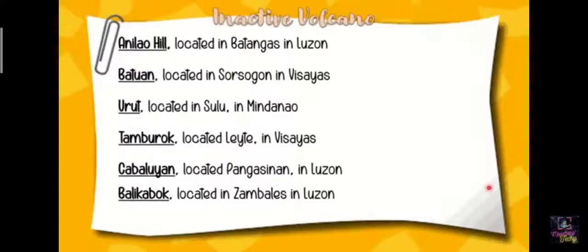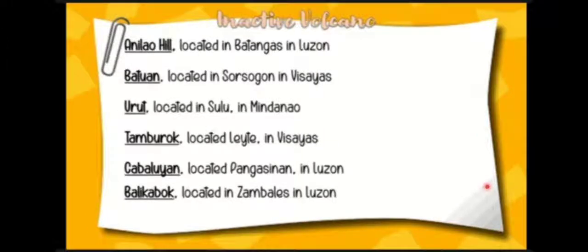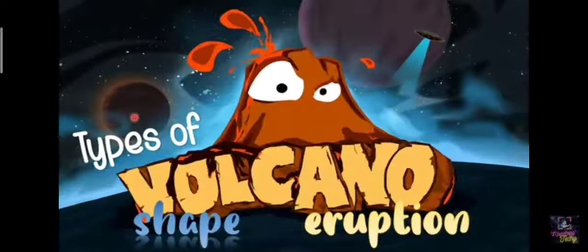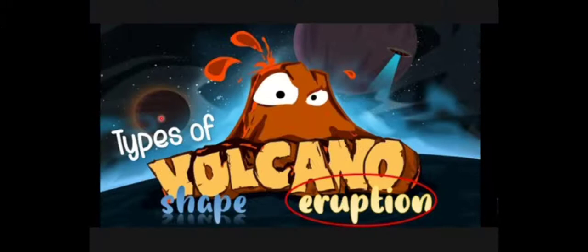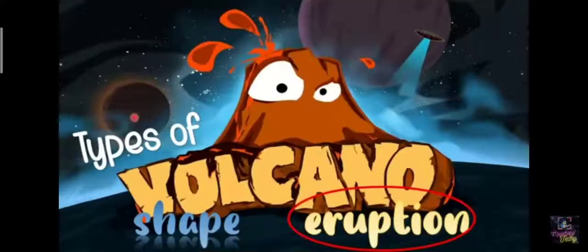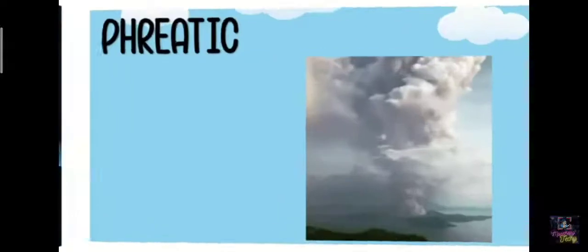Okay, here are some of the inactive volcanoes in the Philippines. Take a look, class. Okay, class, you have learned the two classifications of volcanoes. Now, let us learn the different types of volcanic eruption, or the types of volcano according to its eruption. Volcanoes erupt differently. They are generally classified as wet or dry depending on the magma's water content. Volcanoes are described according to the style of eruption as follows.